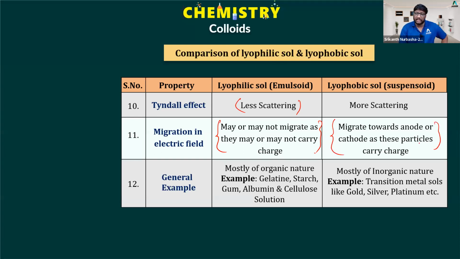If the colloidal particles are charged, they can be either positively charged or negatively charged. If the colloidal particle is positively charged, it will move towards the negatively charged electrode, that is the cathode. If it is negatively charged, it will move towards the positively charged electrode, that is the anode. General examples of lyophilic: gelatin, starch, gum arabic, albumin, cellulose solution. For lyophobic, take transition metal sols like gold, silver, platinum, etc.